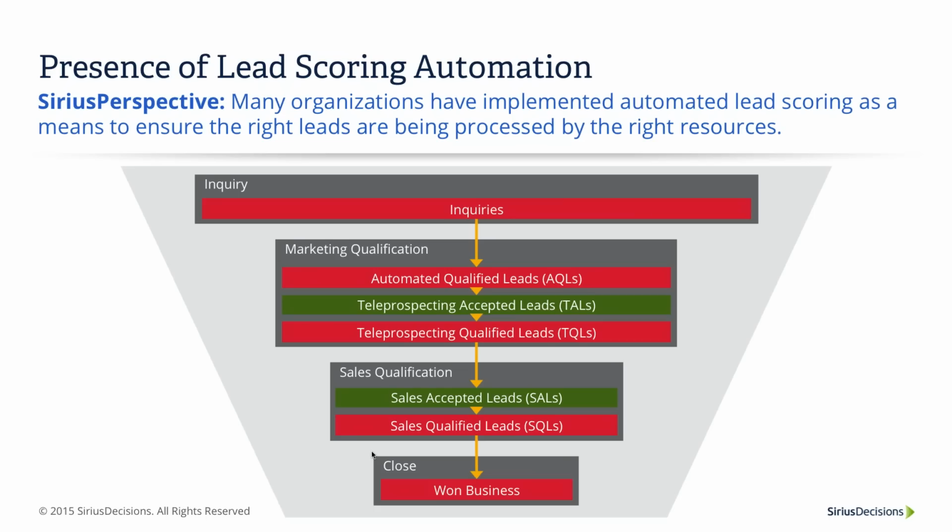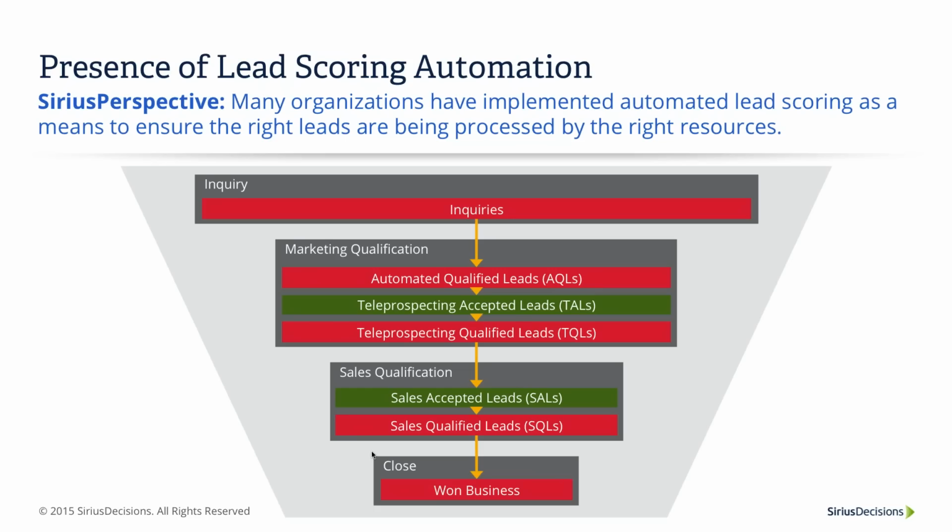And so the important milestones that we're looking at here, if you remember, at the top is inquiry, and we usually denote that as INQ. The automated qualified leads, AQLs, onto TALs for accepted leads from teleprospecting, onto TQLs, SALs, and SQLs. And those become milestones, as I said, that we're going to continue to track as we look at waterfall performance.